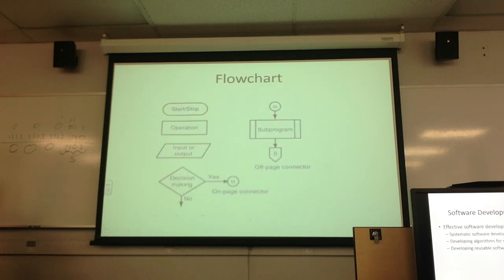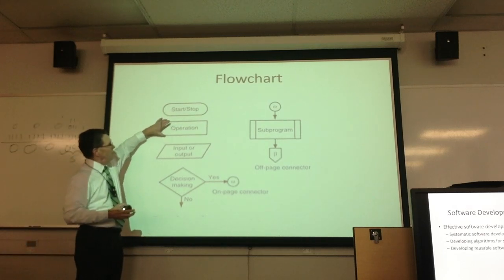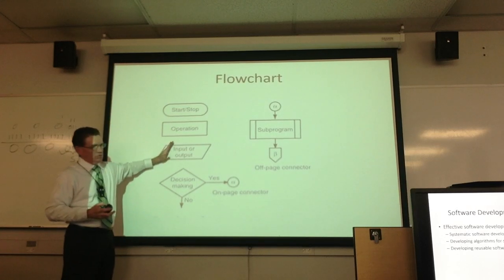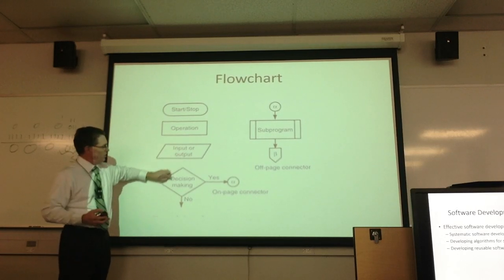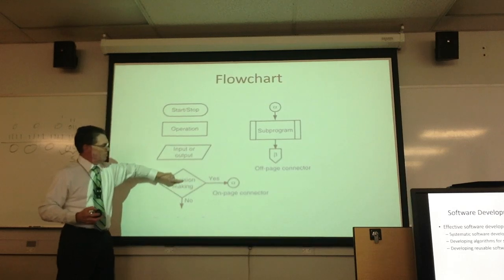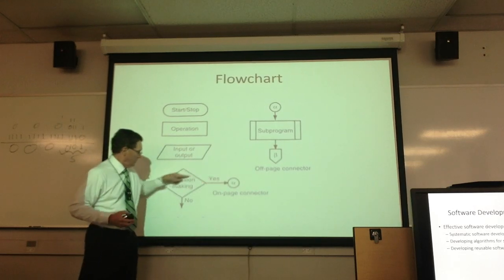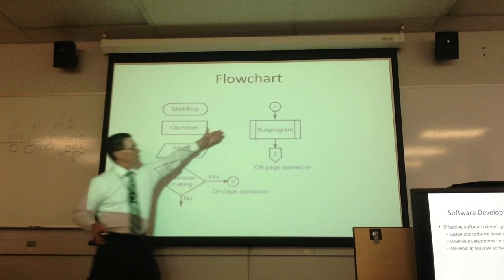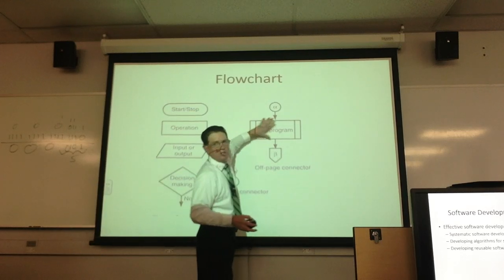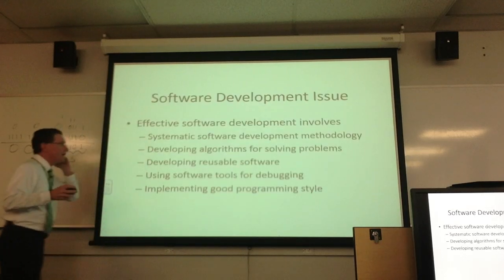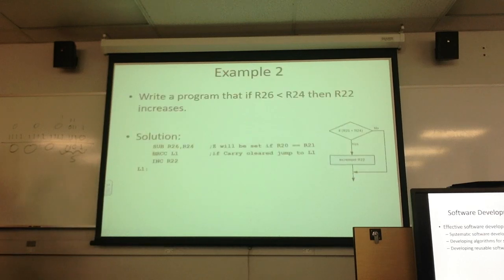Flowcharting. You flowchart the flow of the program. Typically, this is a start or stop. A box is an operation. A little rhombus here is an input or output. This one is decision making, usually leading to some connector or out, and then you have some program, could be some subroutine or subprogram, down here. It's important for getting a good style.